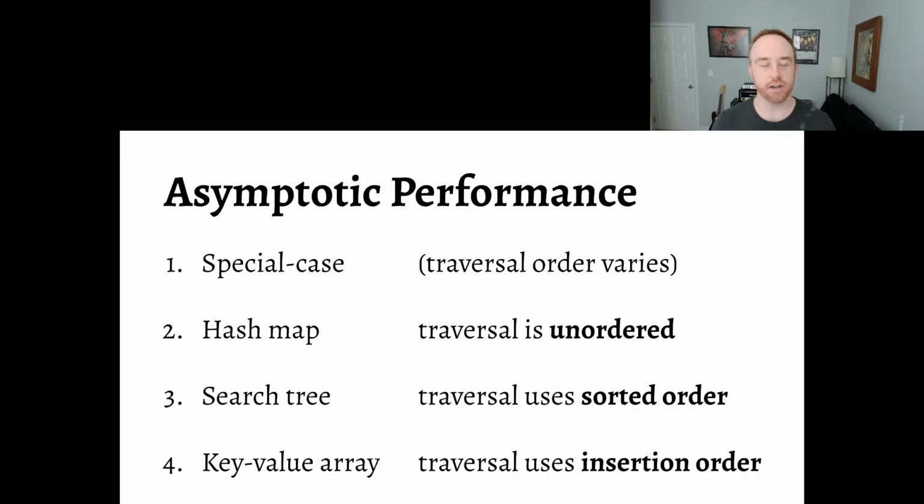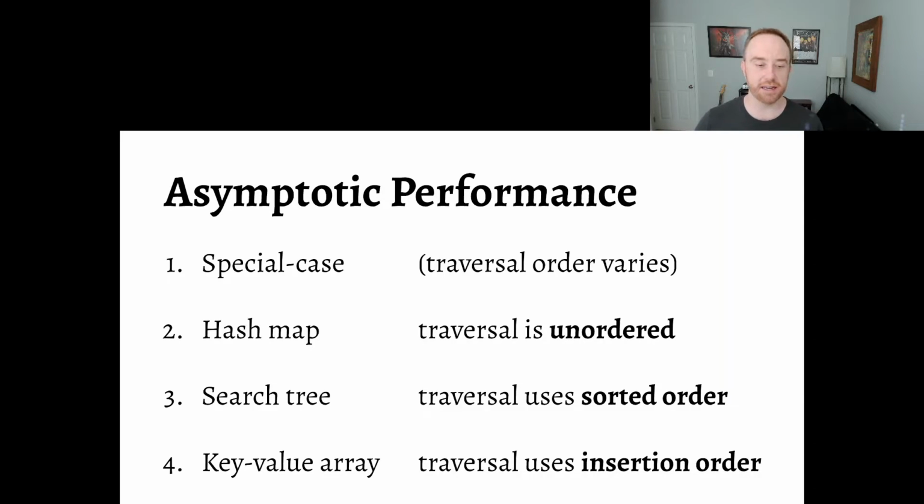Another consideration here is the traversal order. In the case of special case, can't really say much about the traversal order. In the case of a hash map, generally speaking, by default, you have unordered hash maps where traversal is unordered. That is to say, it's not defined. The traversal is just going to be kind of unpredictable unless you know exactly what the hashing function is, in which case maybe you can figure out what it's going to be, but you're supposed to not rely on it. With the search tree, it's very predictable. It's always going to follow sorted order, and the key value array is always going to use insertion order, so whatever order they were inserted into the array.